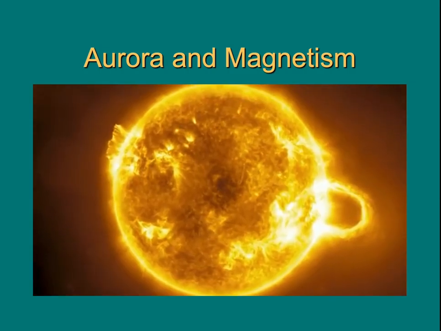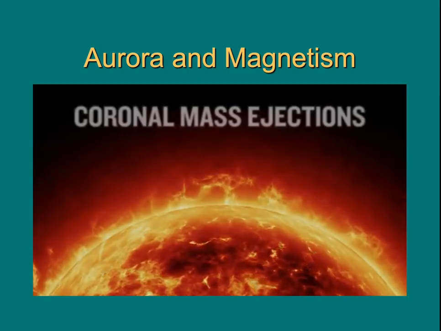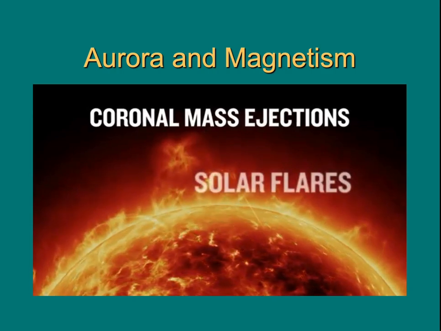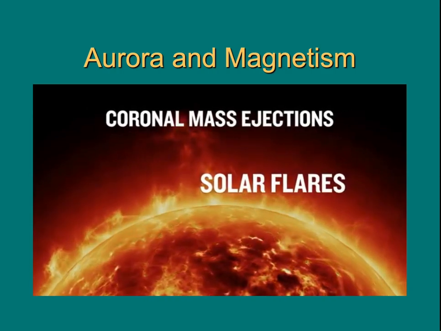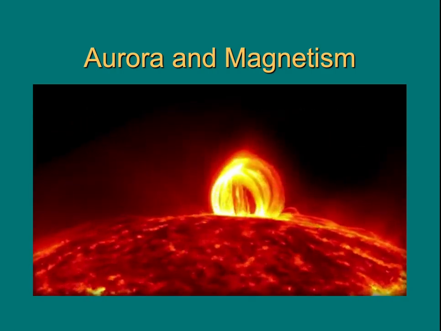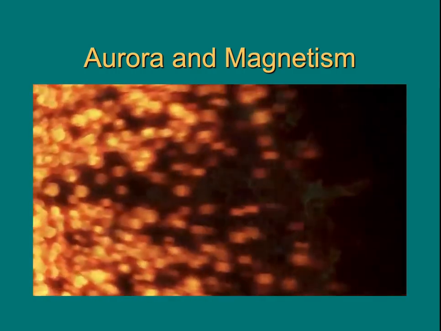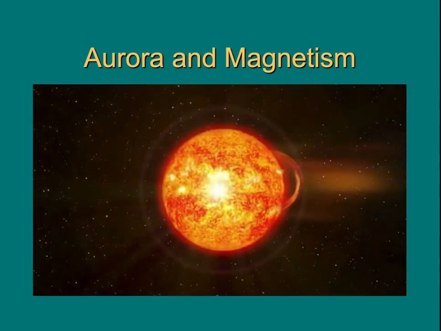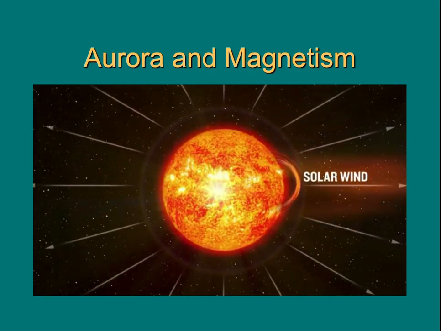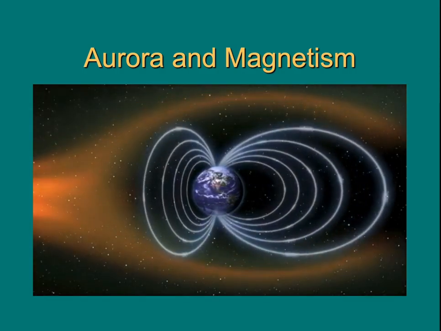Disturbances associated with magnetism in sunspot regions, called coronal mass ejections or solar flares, allow free electrons, protons, and alpha particles to boil off into space in all directions from the sun, forming the solar wind. Most of the solar wind-charged particles reaching Earth are deflected by Earth's magnetosphere.